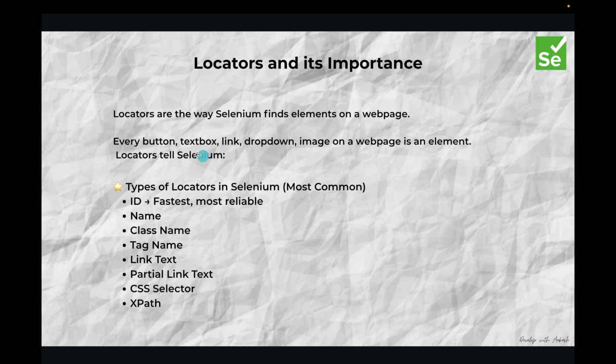Alright. Every button, text box, link, drop down, and image on a web page is an element, alright? Whatever you see on a website, be it a button, text box, anything, everything is just an element. And locators tell Selenium the address of that element, so that you can come to your script and instruct it to go to this address and click that particular element.